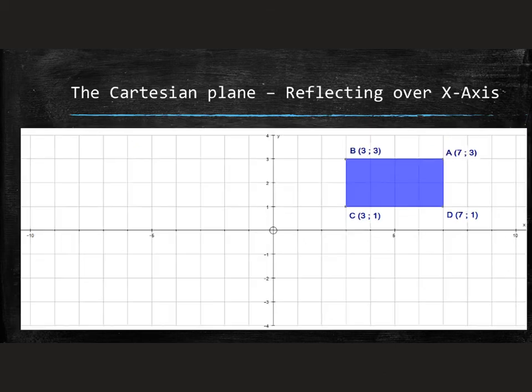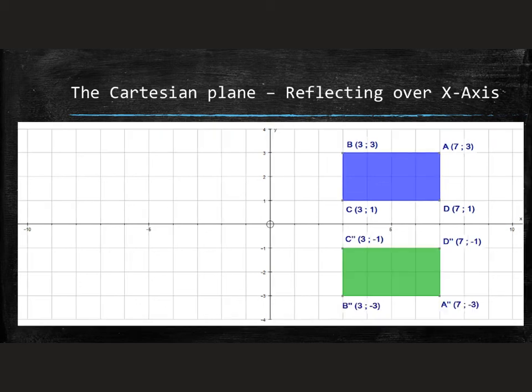What we now see, what about reflecting over the x-axis? I'd like you to answer the question, in which quadrant would this shape be if it was reflected over the x-axis? Very good. It would be reflected into the fourth quadrant. Pause the video and draw the reflection of this shape over the x-axis and give the coordinates of point B.